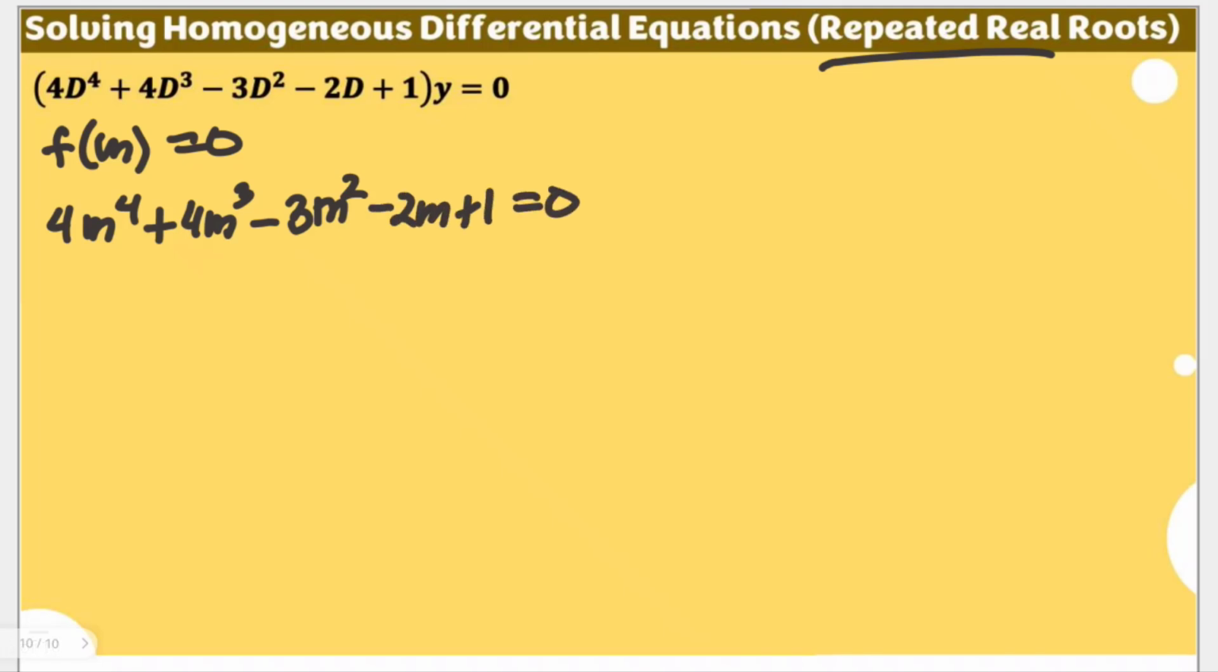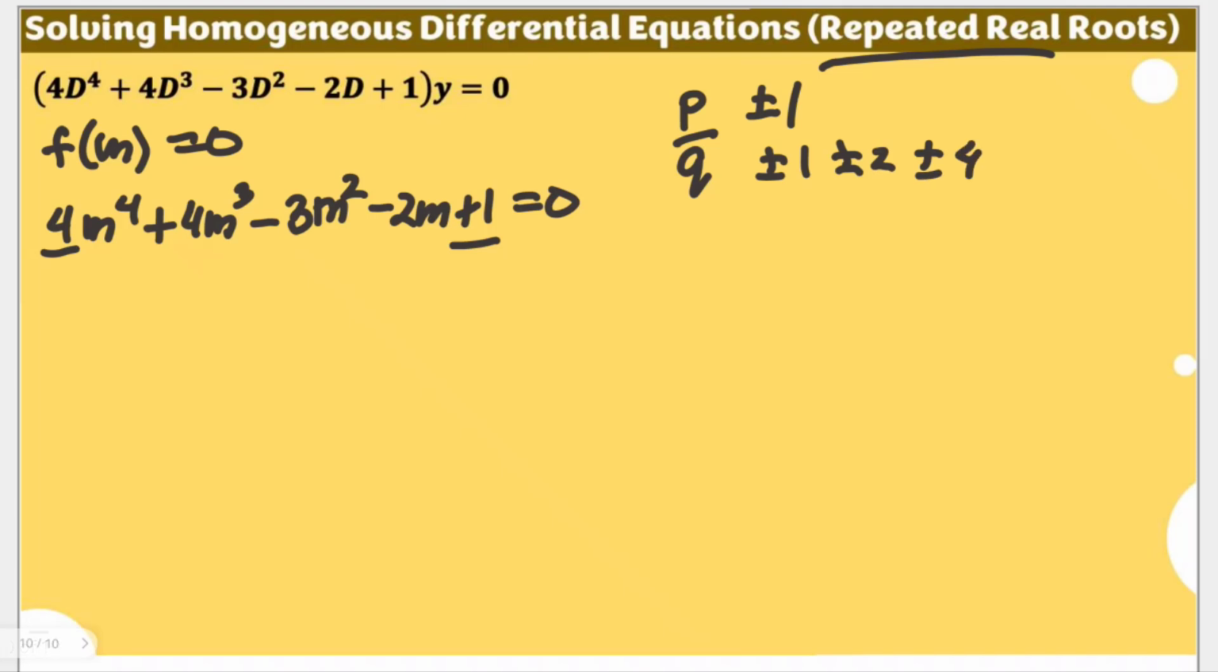This is now an auxiliary equation, and our goal here is to check what the roots of this are. Of course, this is an example of a quartic equation where we have the possibility of 4 roots, and there are many processes involved in solving for the roots, one of which is factoring. The other is the rational root or rational zero theorem, where P is the factors of your constant 1, so plus minus 1, and Q is the factors of your leading coefficient 4, so you have plus minus 1, plus minus 2, plus minus 4.